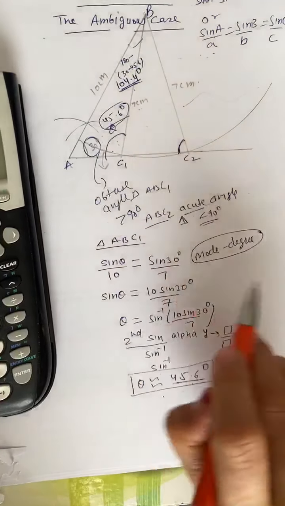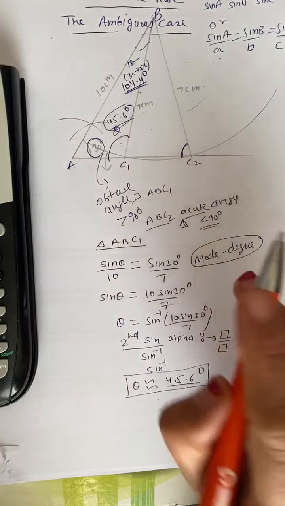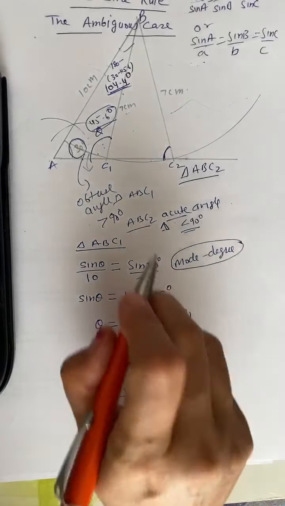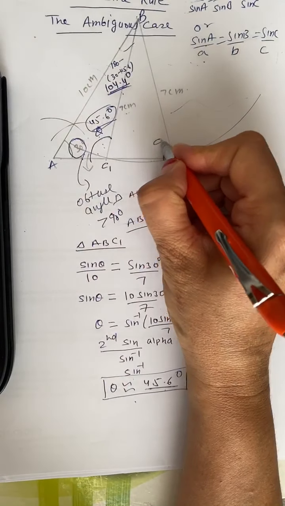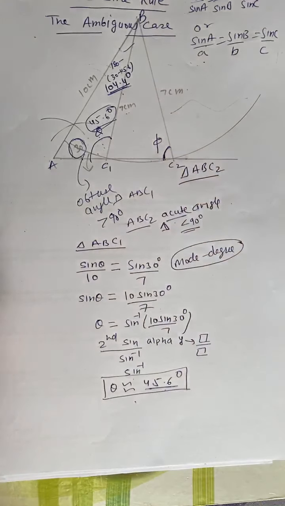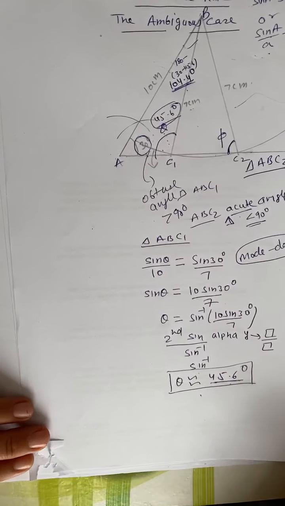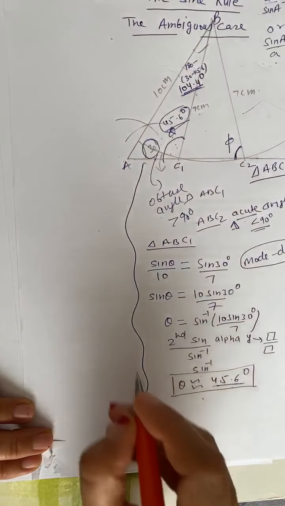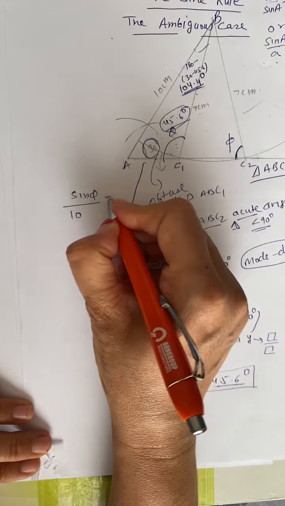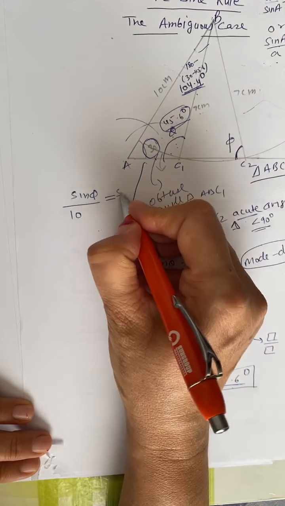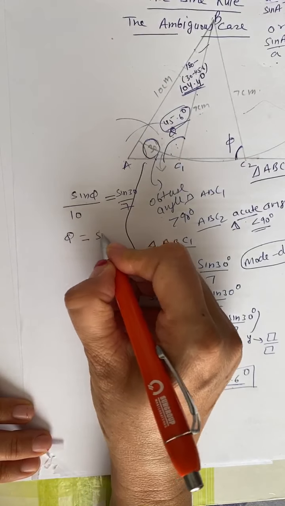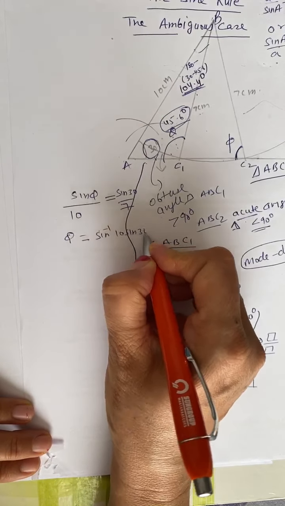So this is the one value which I got. Now I have to do the same thing for the triangle ABC2. In this triangle, again, we call this theta, so I'm going to call this phi. And now I can see what the setup will be. For phi, it will be sine phi divided by 10 centimeter is equal to exactly the same equation, sine 30 divided by 7. So phi is equal to sine inverse of 10 sine 30 divided by 7.